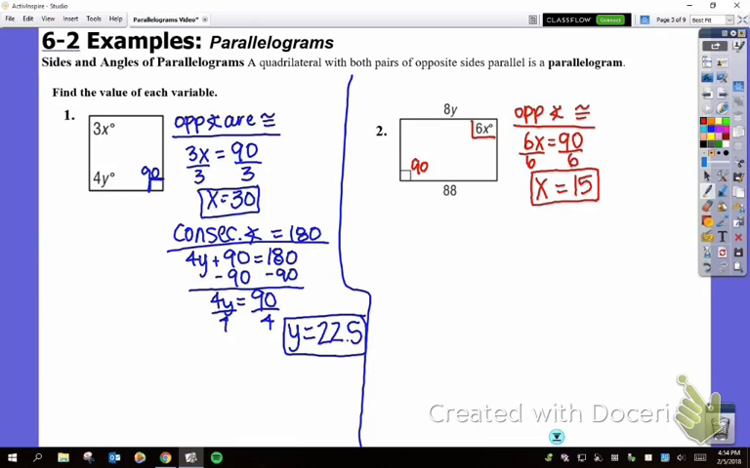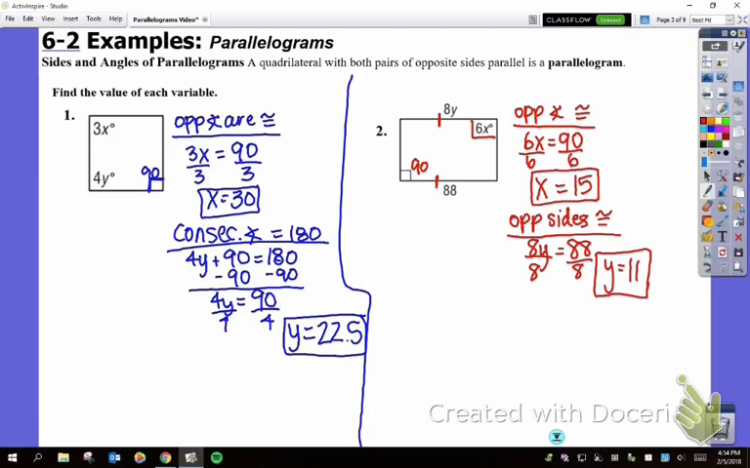But with our y, we're not talking about angles at all. On y, we're talking about sides. Okay, now opposite sides are congruent as well. So opposite sides are congruent, which means we can set 8y equal to 88, divide by 8, and we end up with y equals 11. Okay, so we're using multiple properties to solve our questions.